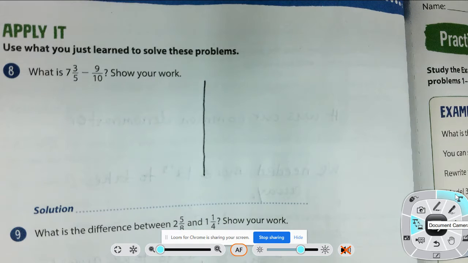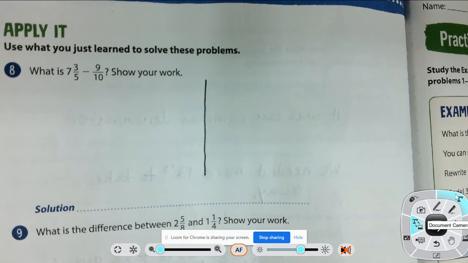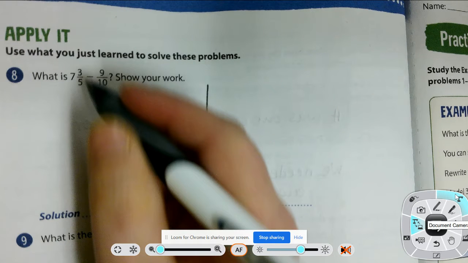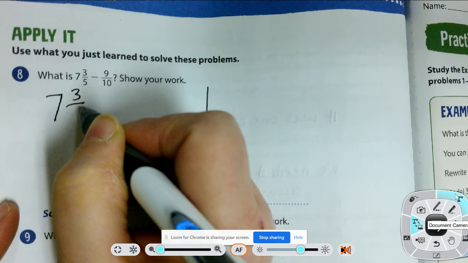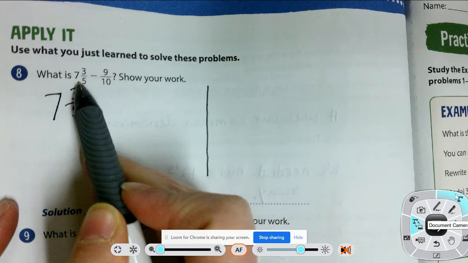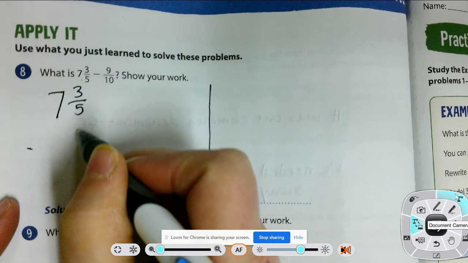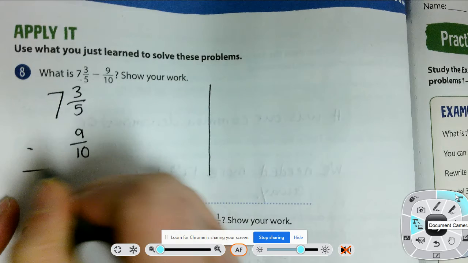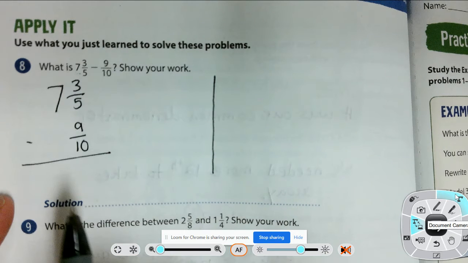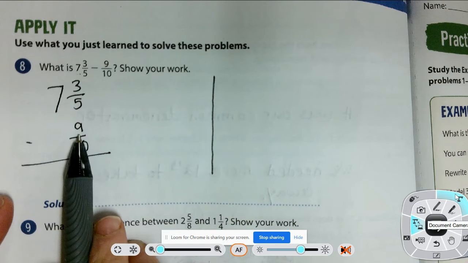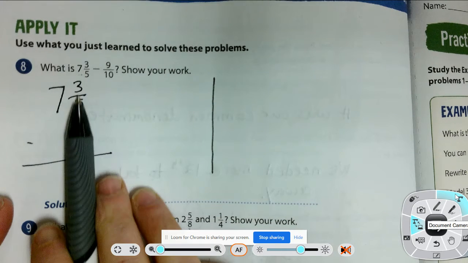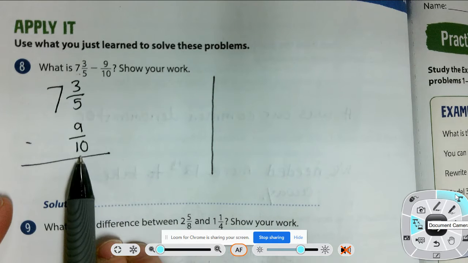You ready? We've got 7 3/5 minus 9/10. One way is writing them up and down like we usually do. So 7 3/5, because that's my bigger number. I've got the 7 as a whole number, minus 9/10. I always start on the right side of a subtraction problem, just like a regular subtraction problem. And I know I need to do common denominators first because I don't have those.